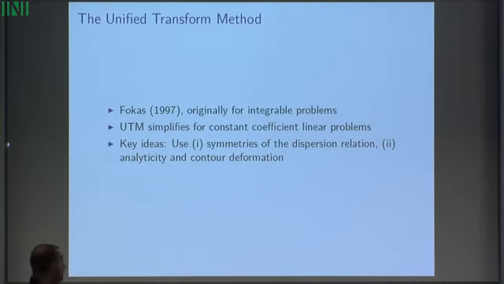Okay? So the key idea is really that instead of using the symmetries of the equation in physical space, you want to use the symmetries of the dispersion relation associated with the problem. Now you're in the complex plane. You can look at those symmetries. You can see how they impact the problem. And then combined with some analyticity properties, with contour deformation, you can actually get exact solution formulas for arbitrary linear constant coefficient boundary value problems.